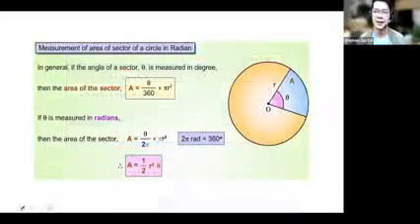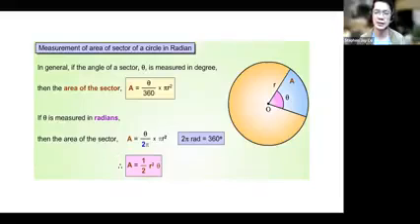The measurement of area of a sector, we have also discussed this. 2 pi radians is 360. Converting to degrees and radians are also important. The area of a sector is 1/2 r squared, or radius squared, times theta.